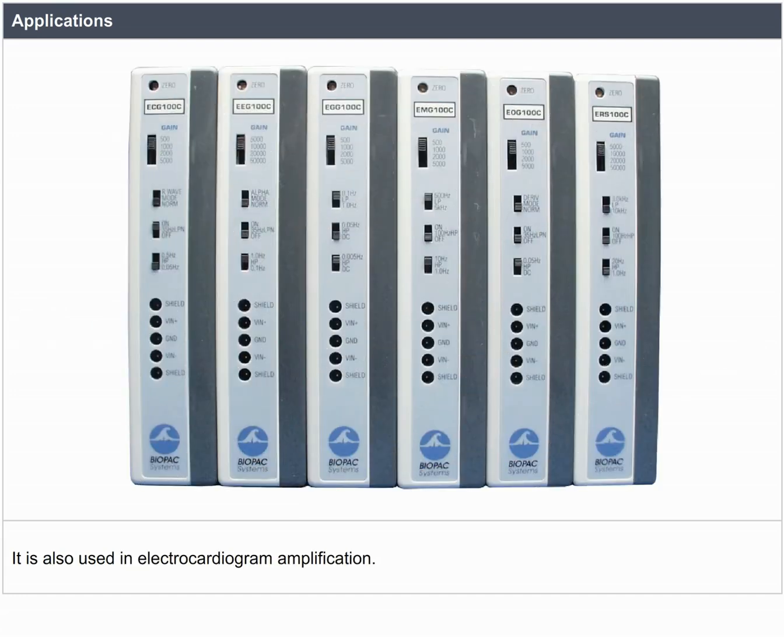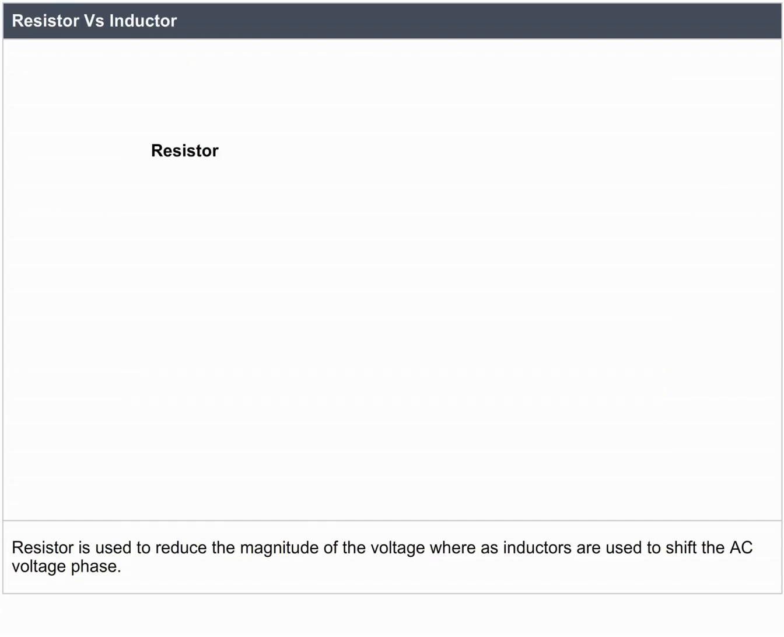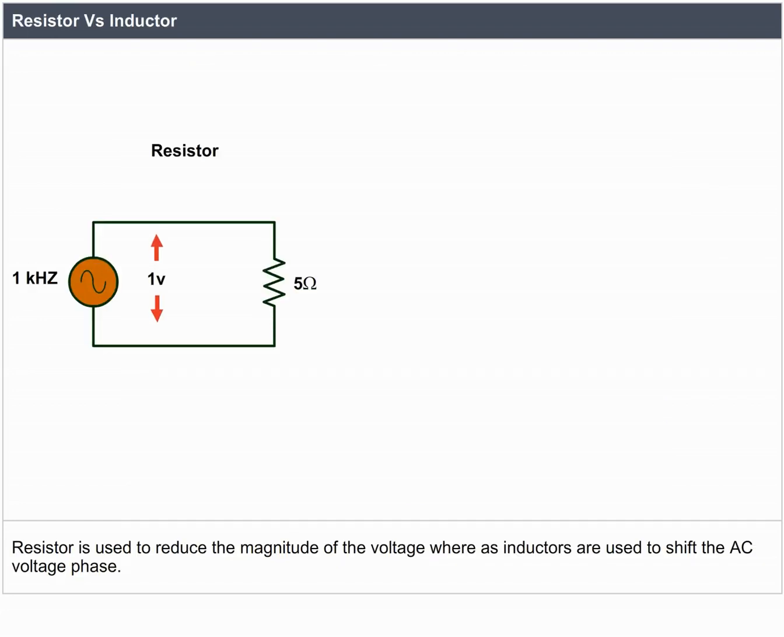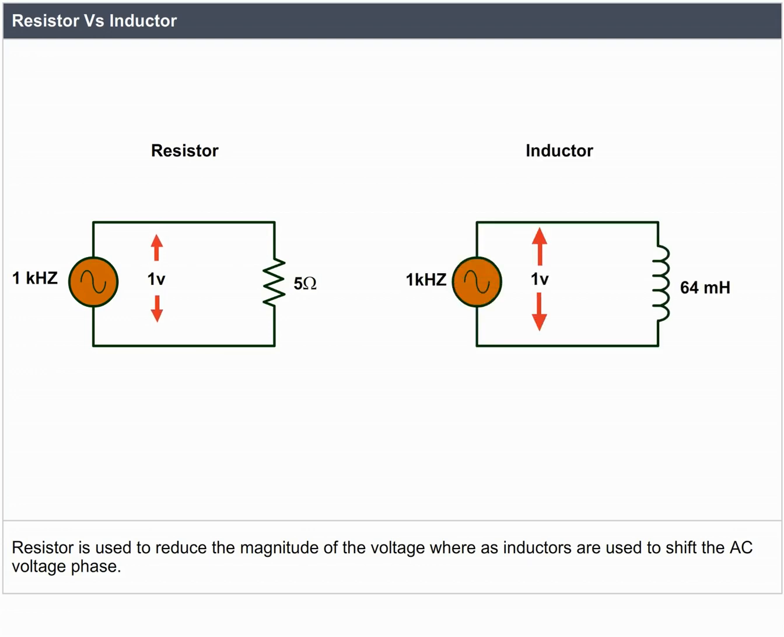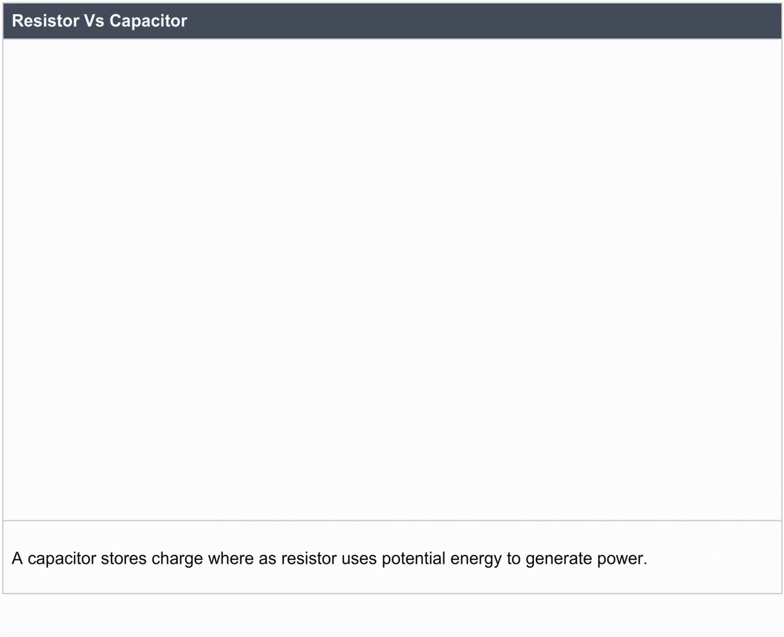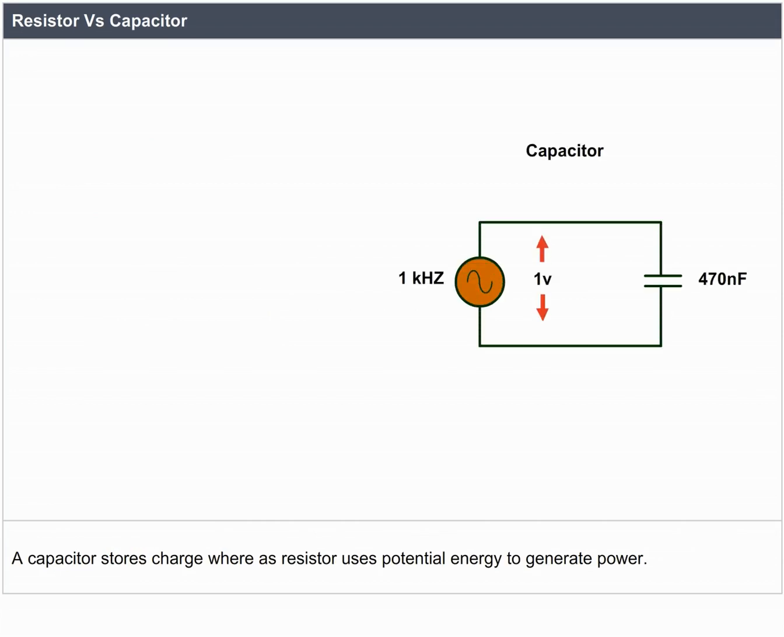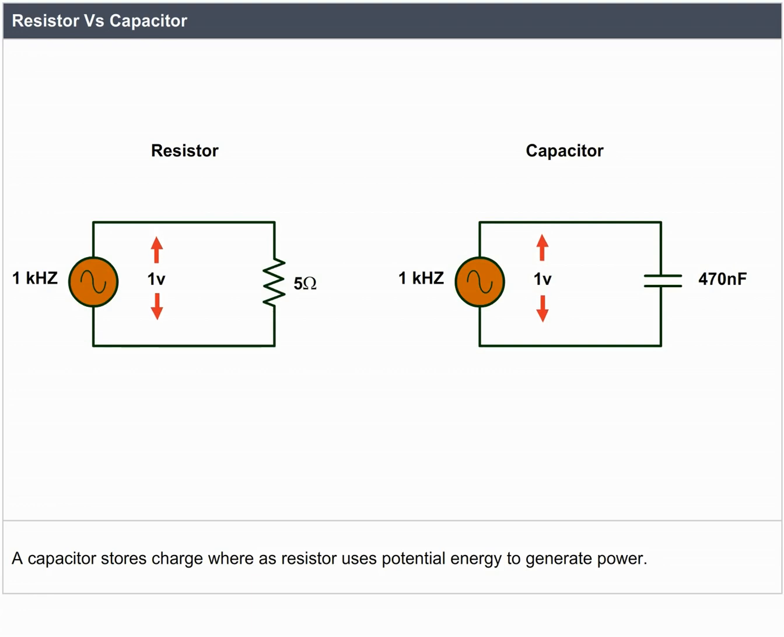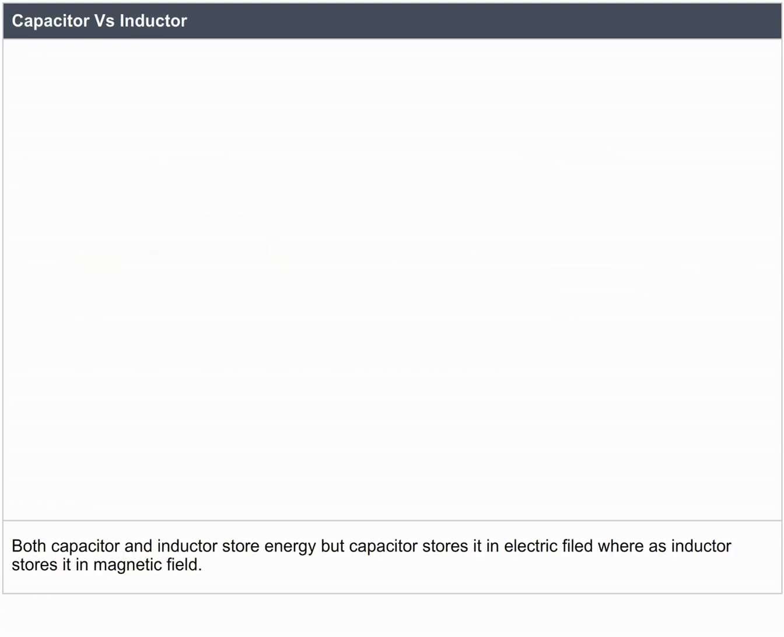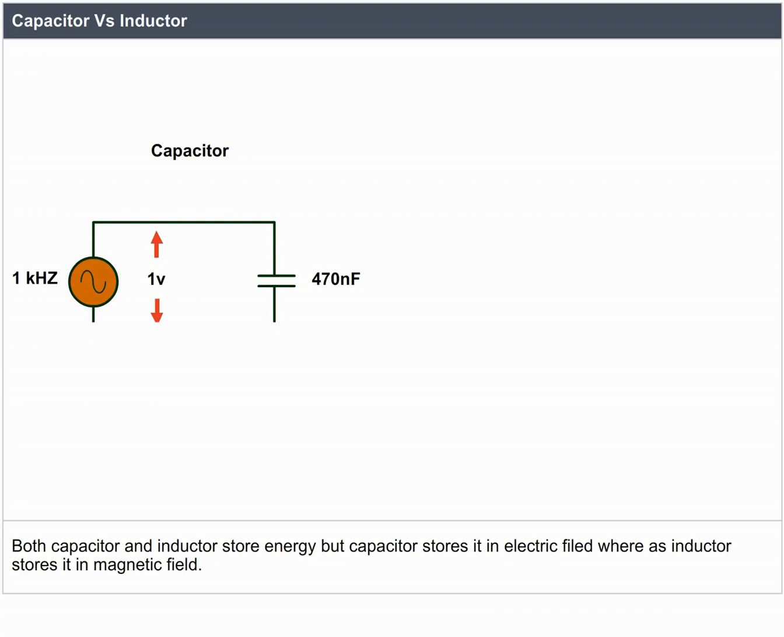Resistor versus inductor. Resistor is used to reduce the magnitude of the voltage, whereas inductors are used to shift the AC voltage phase. Resistor versus capacitor. A capacitor stores charge, whereas resistor uses potential energy to generate power. Capacitor versus inductor. Both capacitor and inductor store energy, but capacitor stores it in an electric field, whereas inductor stores it in a magnetic field.